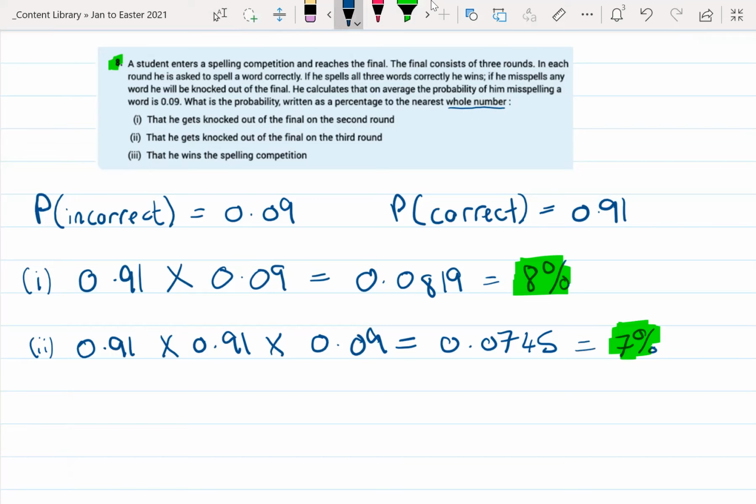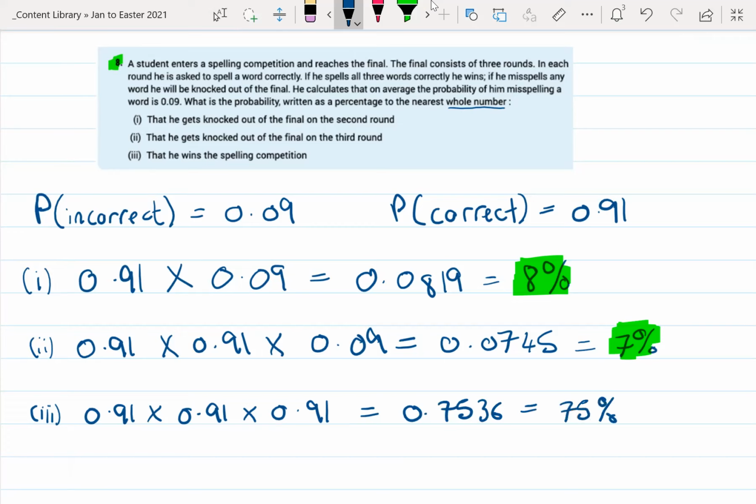And the last bit, he wins the spelling competition. Okay, so what's the chances that this guy wins the spell? So gets the first spelling right, and gets the second spelling right, and gets the third spelling right. Okay, when you multiply it out, that all works out as 0.7536. Change that to a percentage to the nearest whole number. So we multiply by 100, we get 75%. So he's a 75% chance of winning, getting 3 spellings correct in a row. Okay.